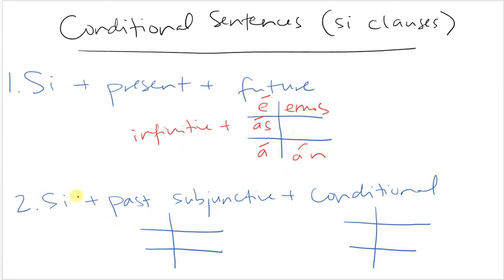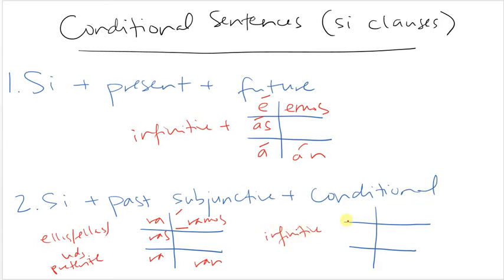And then the other form of the conditional sentences is si plus the past subjunctive plus the conditional. So remember we just did the past subjunctive. You're going to go to the ellos, ellas, ustedes in the preterite, take off the ron, and add ra, ras, ra, ramos, ran. And remember, this always has an accent on whatever letter is before the ramos. So ra, ras, ra, ramos, ran. Plus the conditional. And remember, the conditional is the infinitive plus the conditional endings: ía, ías, ía, íamos, íais, ían.